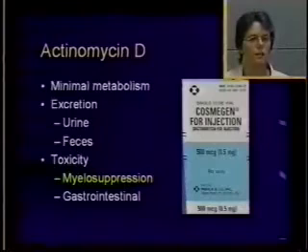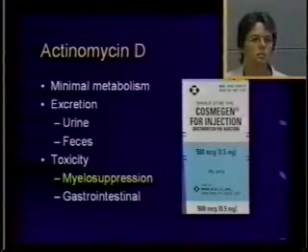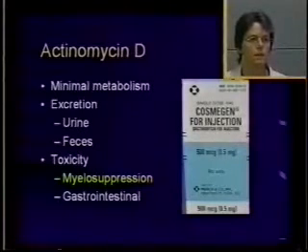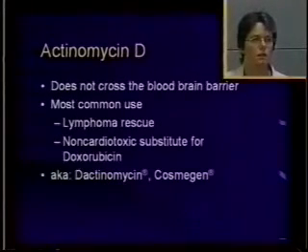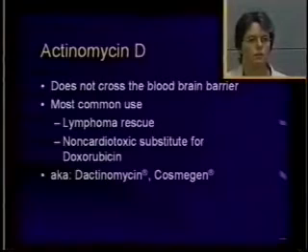Actinomycin D actually undergoes minimal metabolism within the body and is excreted largely unchanged in the urine and in the feces. The primary toxicity is bone marrow suppression, although gastrointestinal toxicity has also been seen. It does not cross the blood-brain barrier, so it is not effective at treating central nervous system tumors.